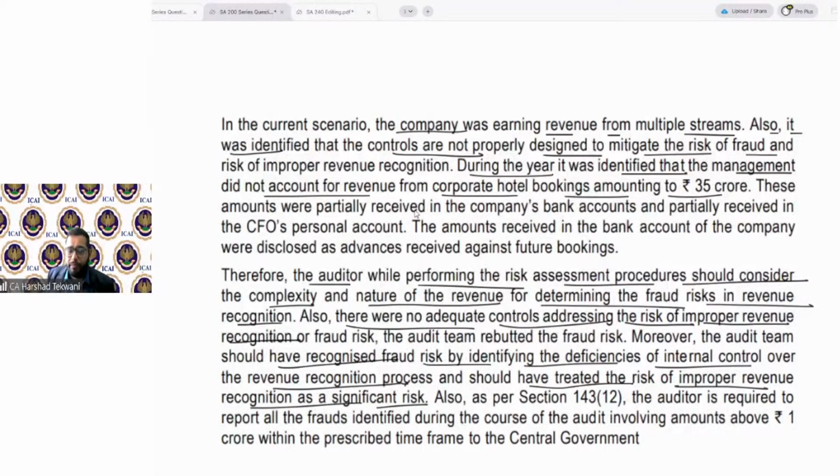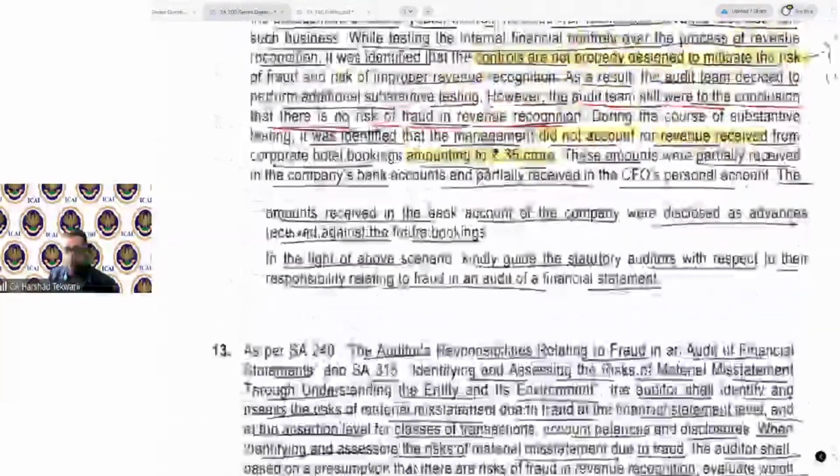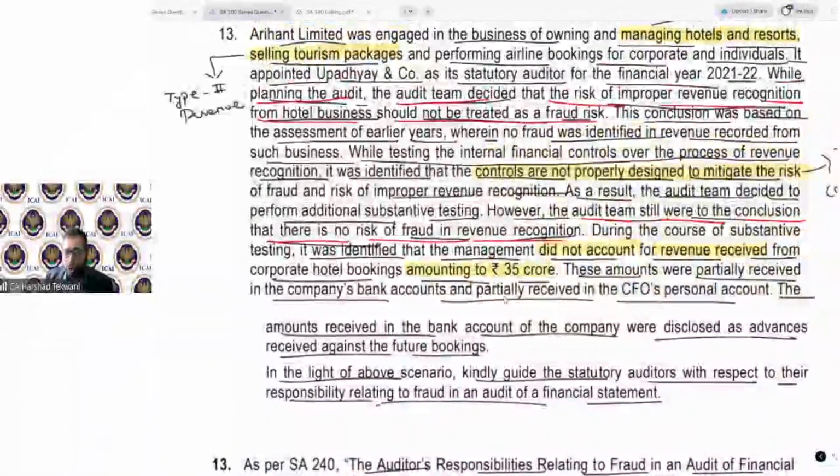Also, as per Section 143(12), the auditor is required to report all frauds identified during the course of audit involving an amount of 1 crore or more within the prescribed time frame to the Central Government. Because the fraud here is of 35 crore, more than 1 crore, I am required to report to the Central Government under Section 143(12). Clear? So, hence, the auditor's assessment of the risk of fraud in revenue recognition is incorrect.